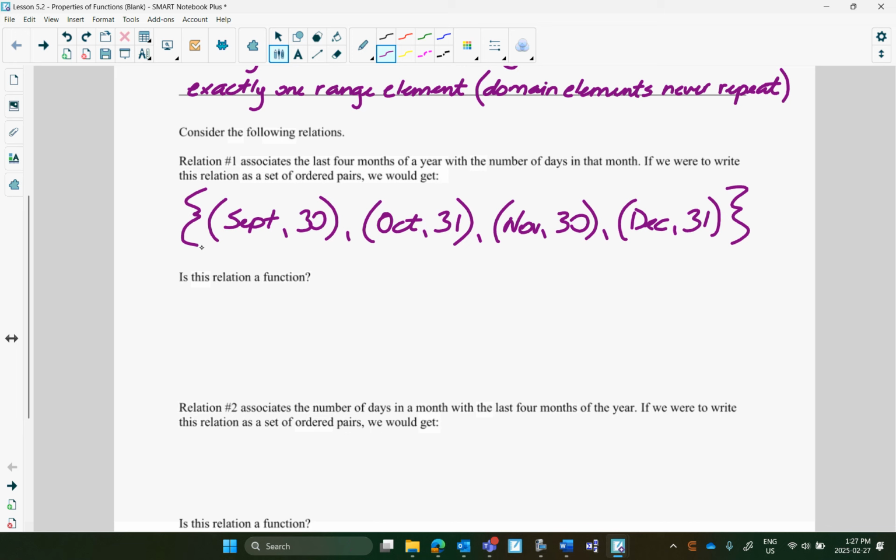So this is a relation, because we're relating the last 4 months in the year to how many days are in those months. Is it also a function? Look at the domain elements. Do you see any that repeat? The domain elements are all the first sets, so it's the months. You see any months repeat? It is a function. No months repeat.